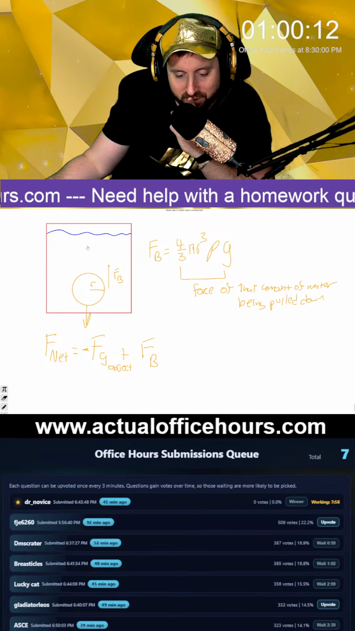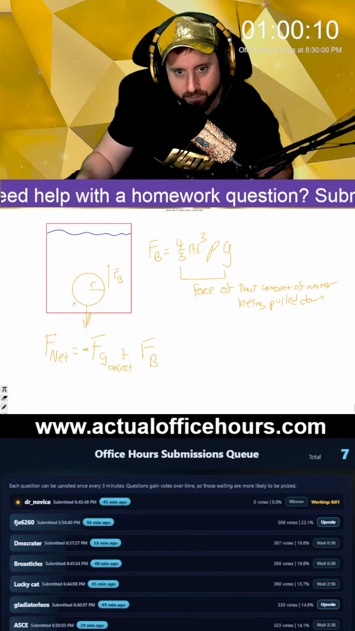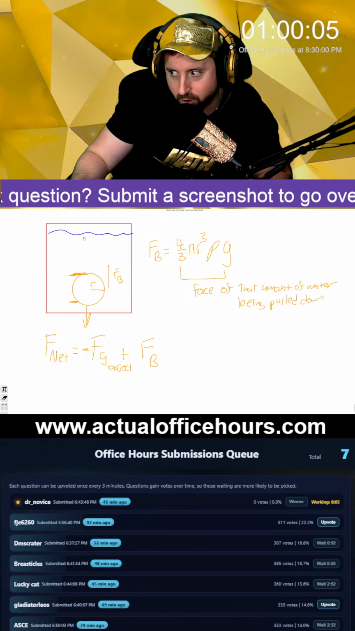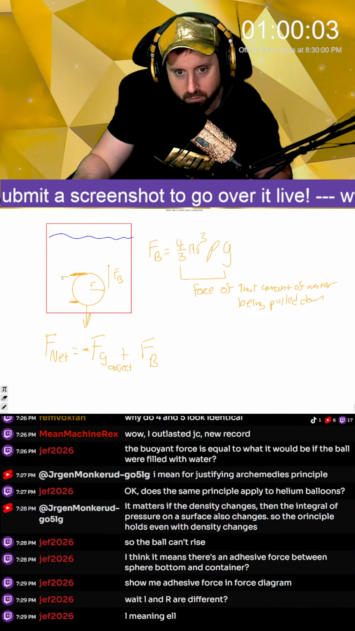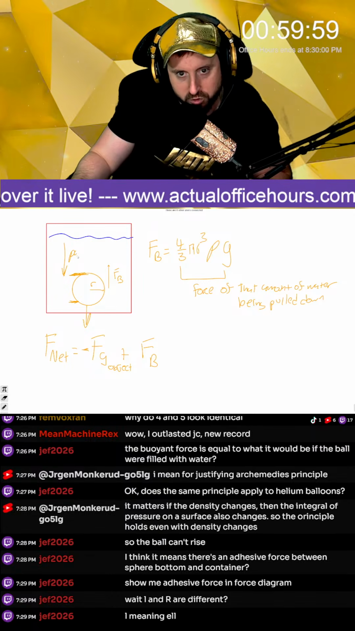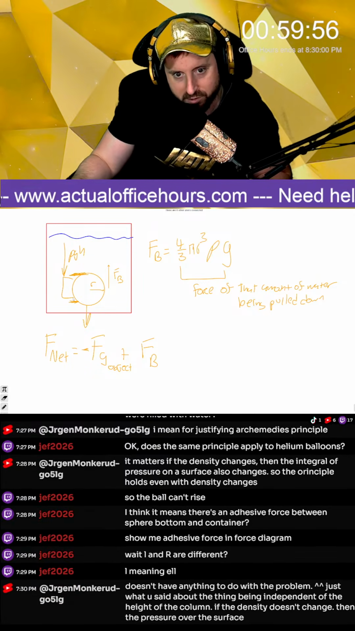Because it's the pressure difference, right? The buoyant force is the difference between the pressure here and the pressure here. So as you increase the water level, which is linear, right? The pressure due to the water is rho g h. The delta is still the same.